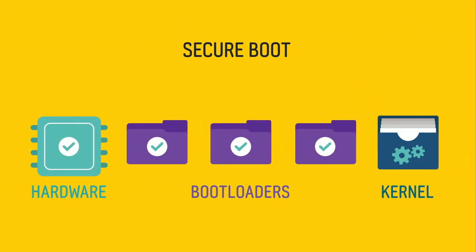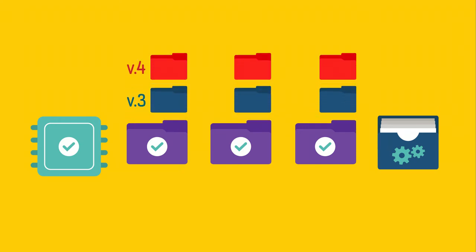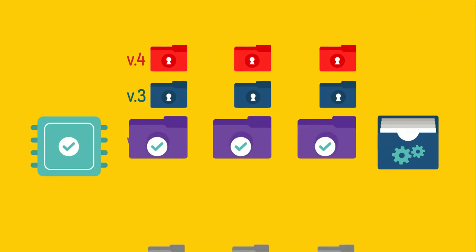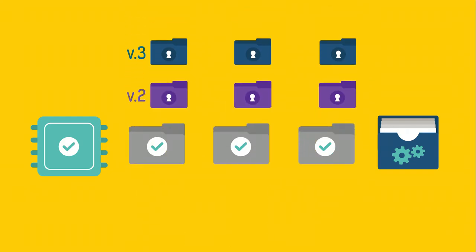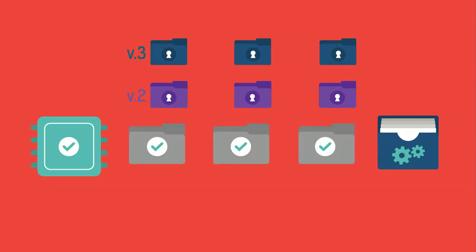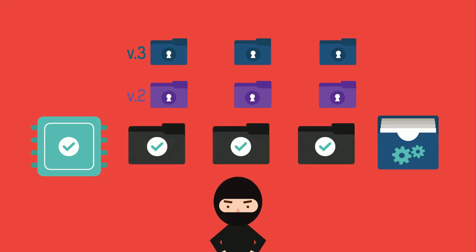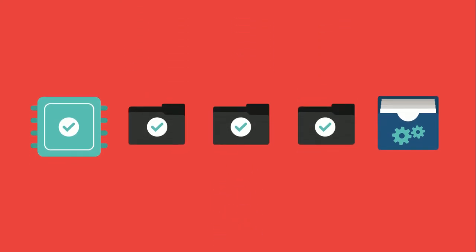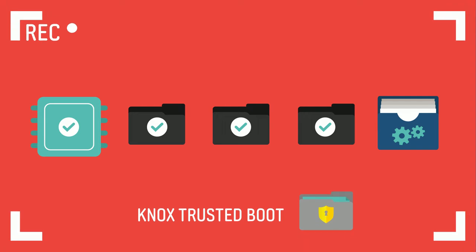Though Secure Boot can reveal modifications in bootloaders, it cannot reveal if they are the latest version with the most recent security fixes. A hacker may try to roll back or replace a bootloader with an earlier version that contains bugs, making the device vulnerable to attacks. This is where Knox Trusted Boot comes in.